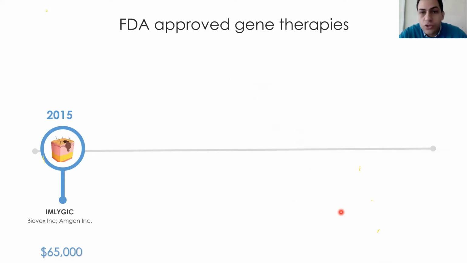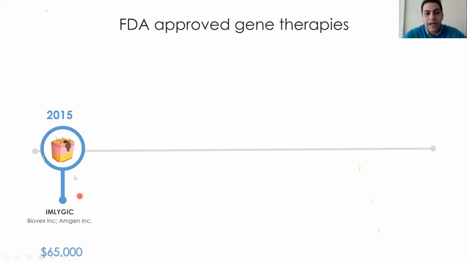So here I'm trying to show you the FDA approved gene therapies. What we are going to talk about is something that's actually practical, something that's actually present in the clinic. So I will give you a quick overview of what gene therapies are currently approved. In 2015, around 5-6 years ago, you got the first FDA approved therapeutic based on a gene therapy, and it's called Imlygic.